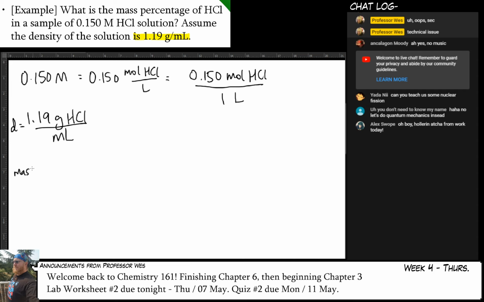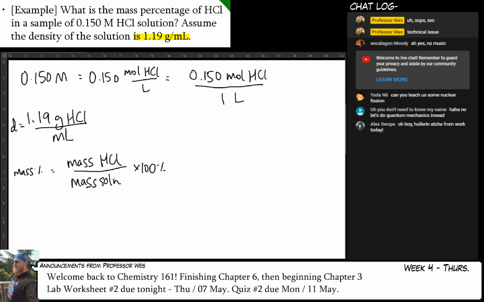So to figure out mass percentage, we'll write down the formula. That would be the mass of HCl over the mass of the solution times 100%. So how do I put all this information together? Well, I need the mass of HCl, first of all. How would I get the mass of HCl out of here?